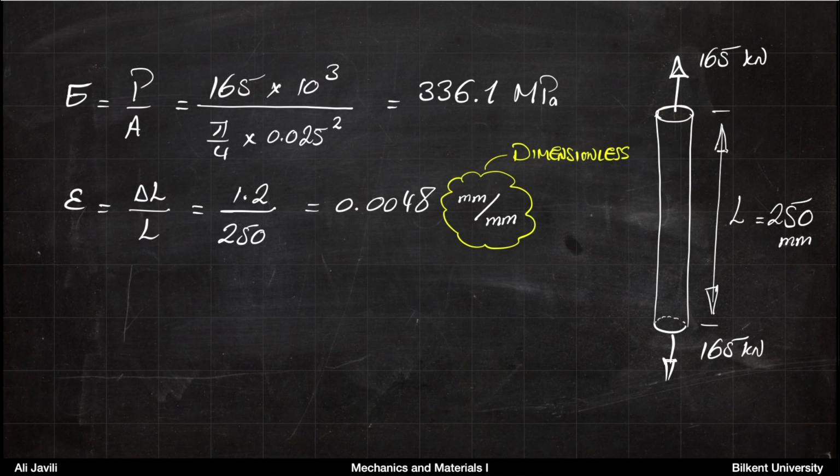Then we calculate strain. Strain is the change of length divided by length, and then again, this length in the denominator would be the initial length. The change of length is 1.2 millimeter, the initial length is 250, and then strain would be 0.0048, which is dimensionless, but if you want, you can write it as millimeter over millimeter or as meter over meter. It doesn't matter.